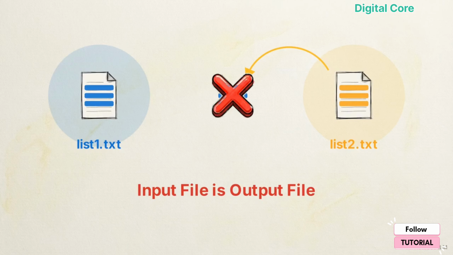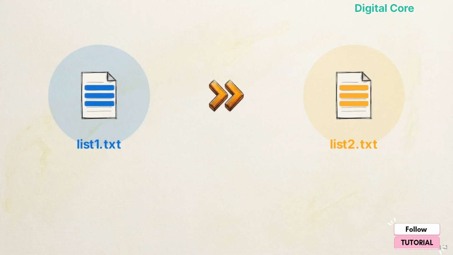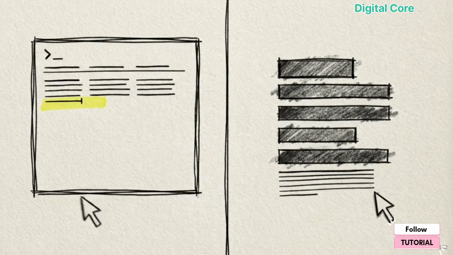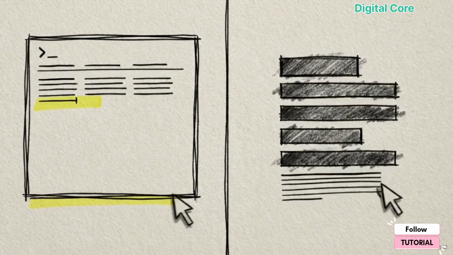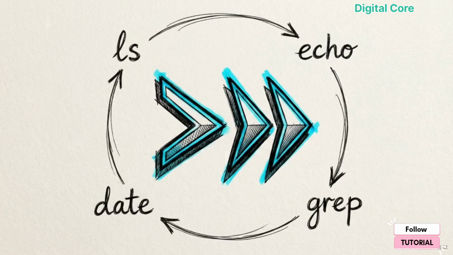To add one file's content to another without a third file, use the append syntax, cat list1.txt, followed by 2 arrows, and list2.txt. Managing these data flows successfully depends on whether you are targeting an empty file or an active source. Redirection isn't limited to the cat command. It works with almost any output the system generates.